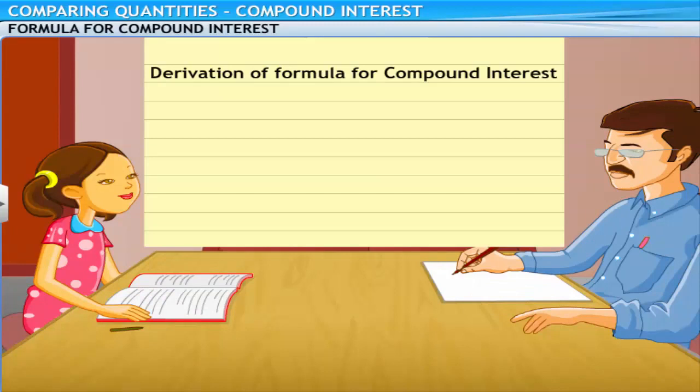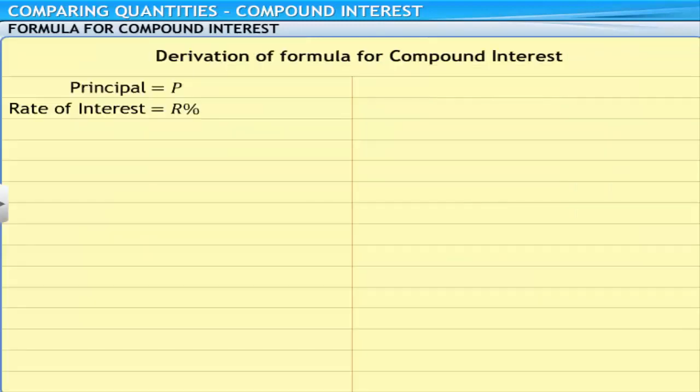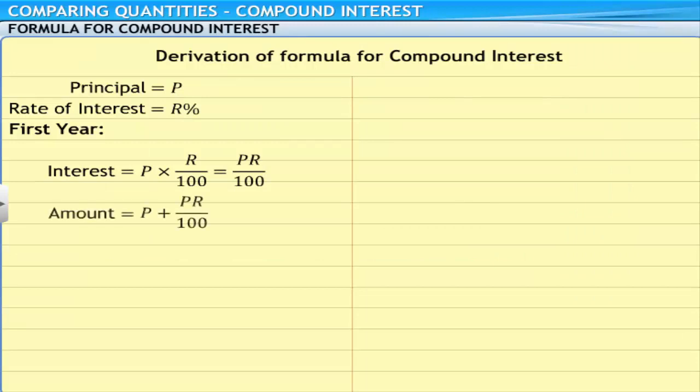Let's derive it. Let us assume principal P is invested at a rate of R% per annum. Tell me the interest and the amount at the end of the first year. Interest after 1 year is PR by 100. And the amount at the end of the first year is principal P plus the interest for the year PR by 100. Taking P as common, we find that amount is P multiplied by 1 plus R by 100.